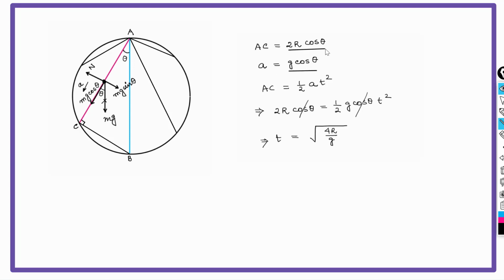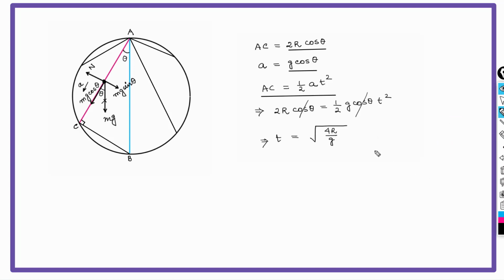Now I know the length and I know the acceleration, so I will use the equation of kinematics, which is s equal to ut plus half at square, as u is 0 because we release that particle from rest from point A. So AC equal to half a t square. Now I can just put their values. 2R cos theta equal to half g cos theta into t square. You can see cos theta gets cancelled out and the time you get is under root of 4R by g.